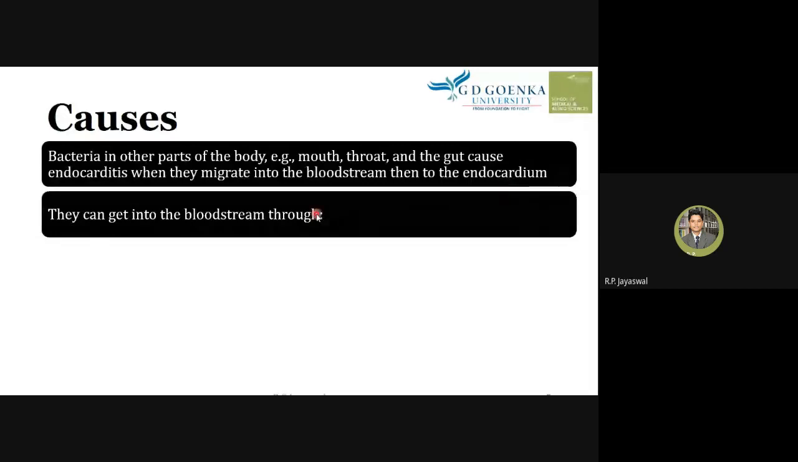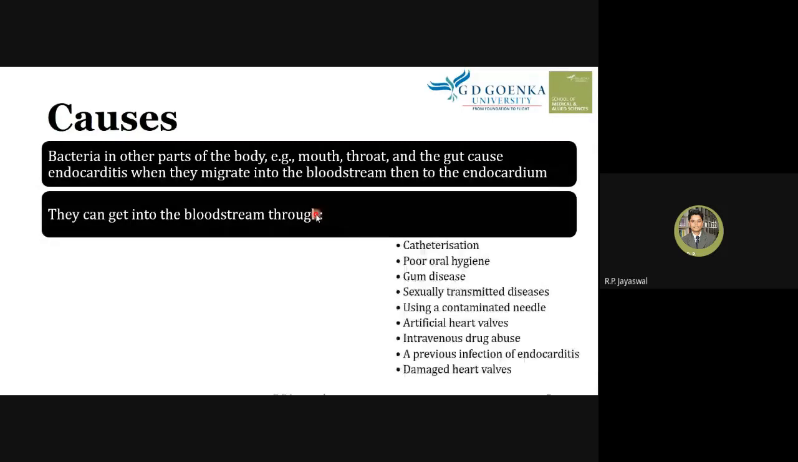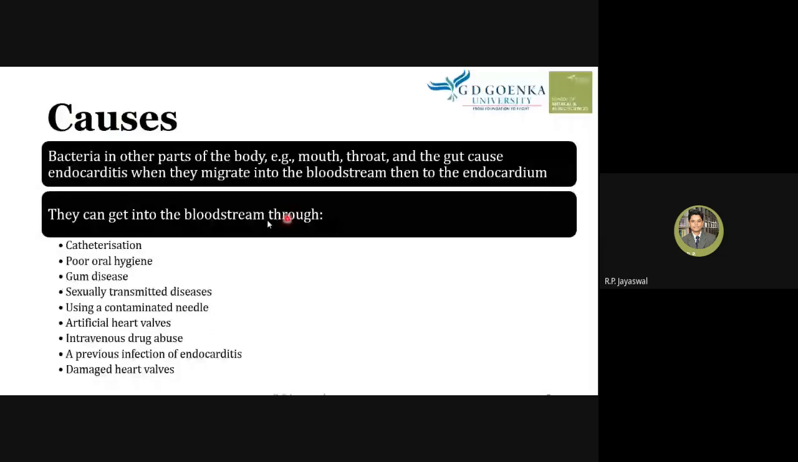The procedures through which bacteria get into the bloodstream include catheterization. Catheterization is a process where we insert a catheter. Some catheters we insert in the urethra, so ureter catheters are also available. Through that also the bacteria enter the inside of the body, and through the inner parts they enter the bloodstream. Similarly, poor oral hygiene, gum disease, sexually transmitted disease, or using a contaminated needle.